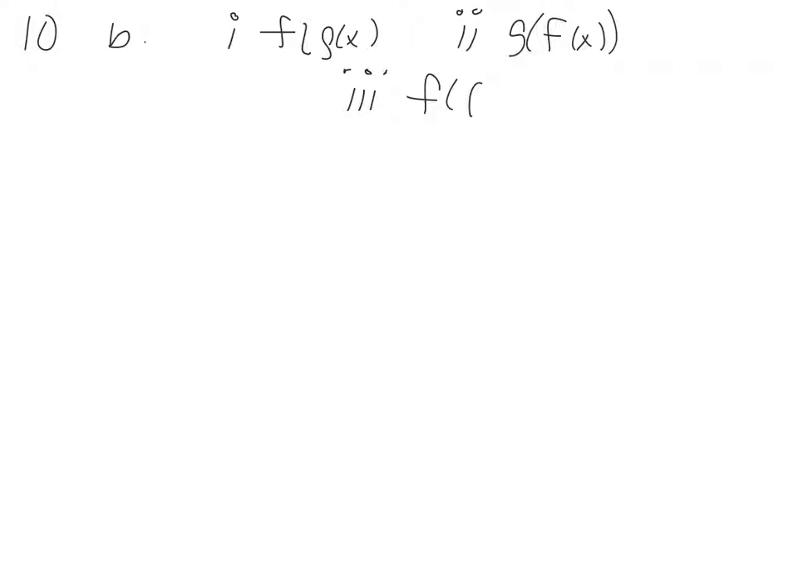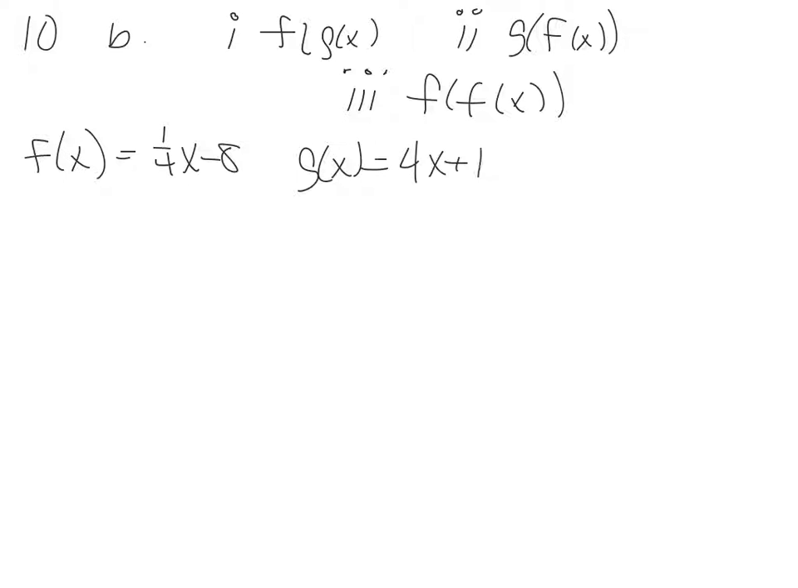This one says for each one I'm doing a different type of problem. For single I, I need to find f of g of x. For double I, I need to find g of f of x. And then for triple I, I need to find f of f of x. So it's not difficult as long as you know what you're looking at. So for part 10, we're going to do b. F of x equals 1/4 x minus 8, and g of x equals 4x plus 1.